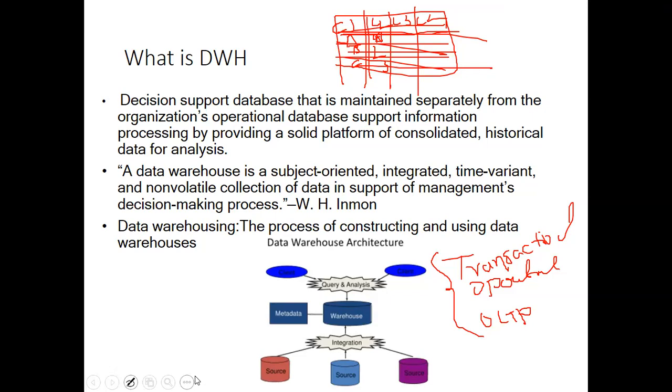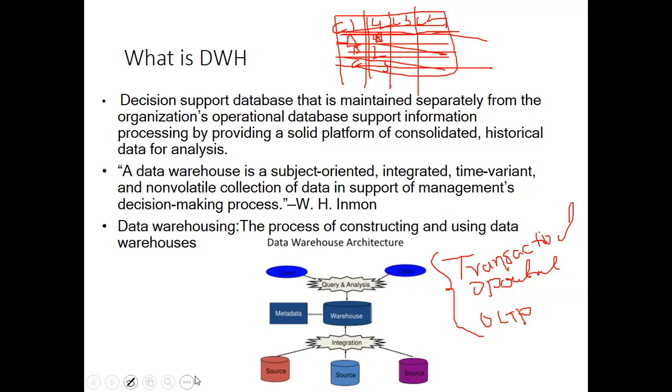Non-volatile means it doesn't change. So when you store the data into the data warehouse, it's basically used only for reading purposes. There won't be any changes, only appends. That means you keep on adding the data, but you don't change the existing data and you don't delete the existing data. You keep on adding. So basically the data warehouse will have data which has 4 properties: subject oriented, integrated, time variant, and non-volatile. All this data will be used for the decision making process, right? So that's about the data warehouse.